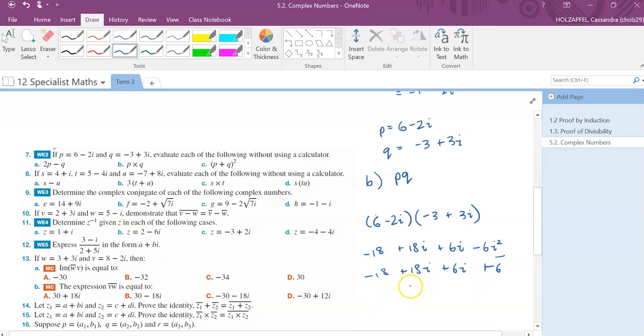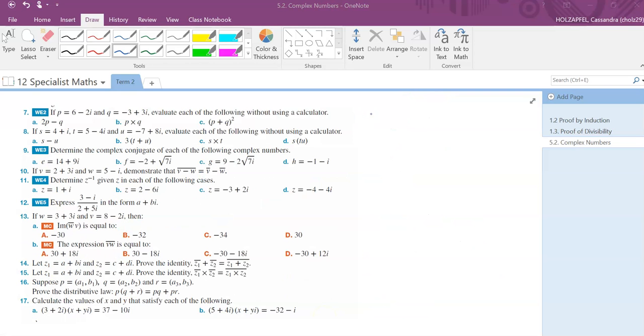All right, let's collect our real parts and our imaginary parts. The real parts are just the numbers. So negative 18 plus 6 is going to be negative 12. 18i plus 6i is going to be 24i. Okay, so that's the solution for B. All right, I'm going to clear this off and I'll come back and show you the solution for part C. Oh, I deleted my little thing. Whoopsie. So let's just write it from here then.